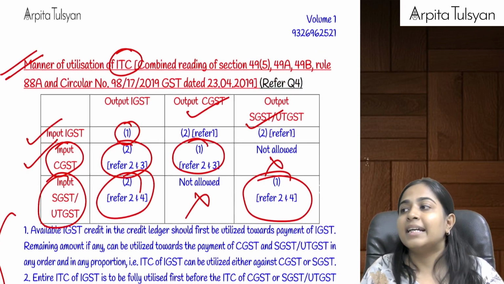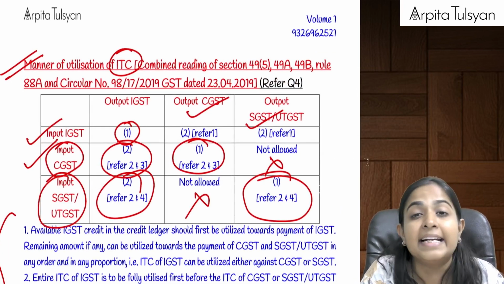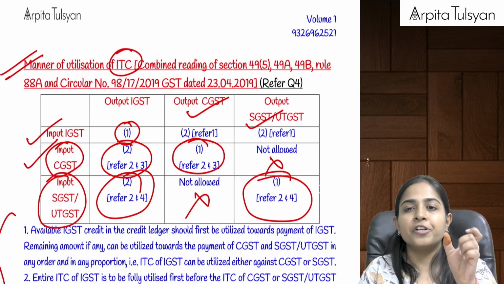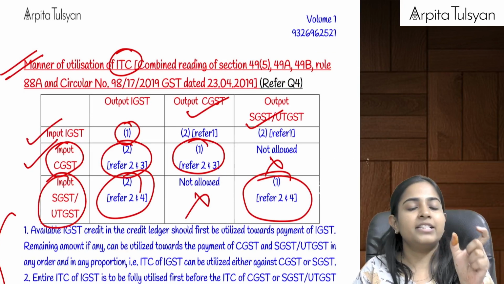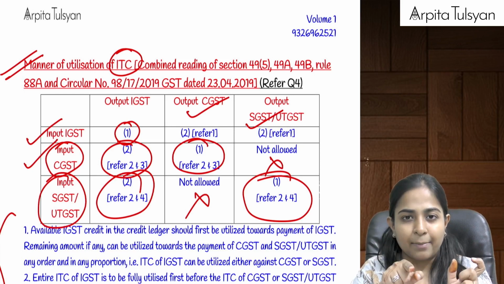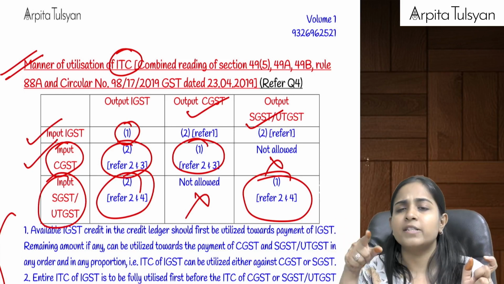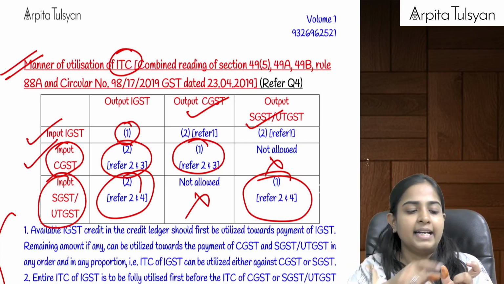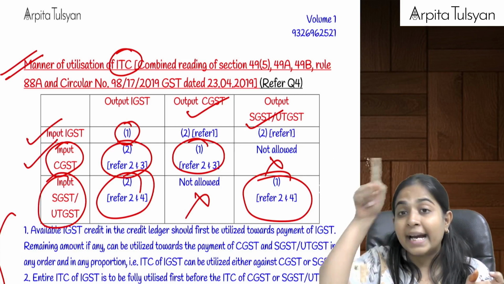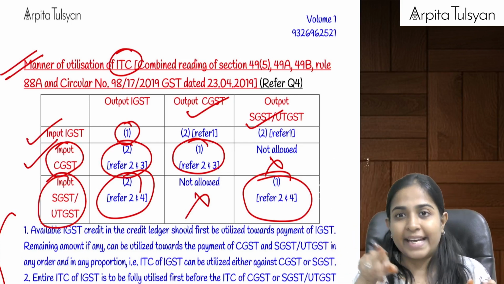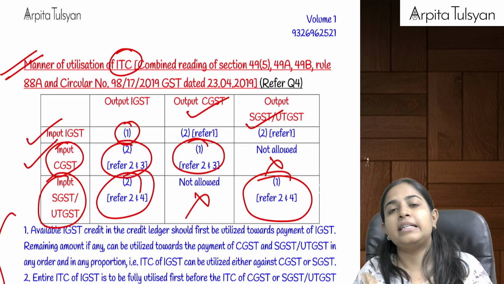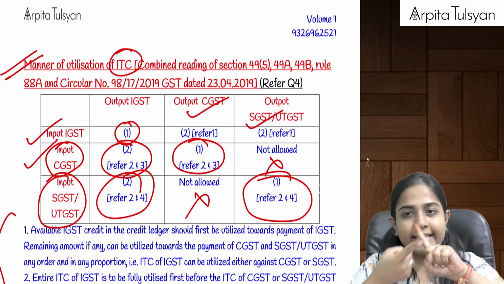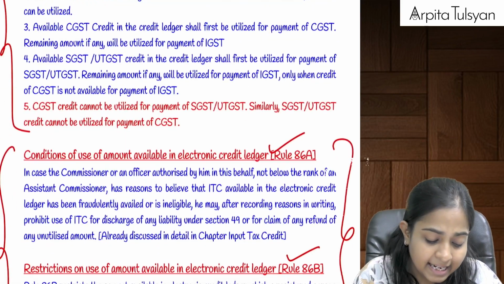Then the next one, that is how to utilize the electronic credit ledger, how to utilize the ITC. This we have already studied in the ITC chapter. First utilize the IGST credit. IGST credit will be first utilized for IGST liability, then in any particular manner for CGST and SGST. Do you recollect this? Yes, then your CGST credit will be utilized for CGST liability or IGST liability, but not for SGST. Similarly, SGST credit can be utilized for SGST liability and IGST liability, but not for CGST. There was a cross between CGST and SGST.